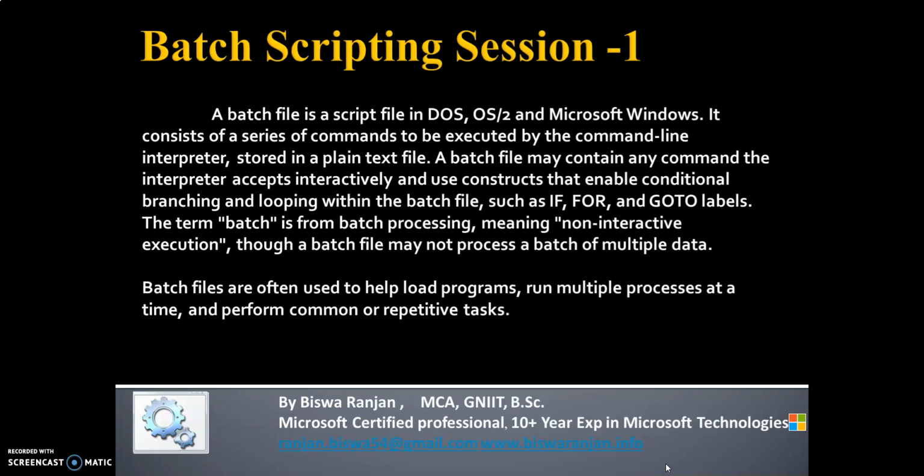So what is a batch file? A batch file is a script file in DOS, operating system 2 and Microsoft Windows. This script file contains a series of commands or a single command to execute in the command line interpreter. Batch files accept constructs that enable conditional branching and looping: if conditionals, looping with the for loop, and branching like goto label.